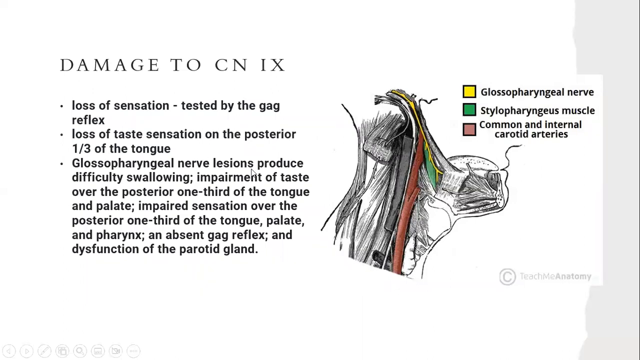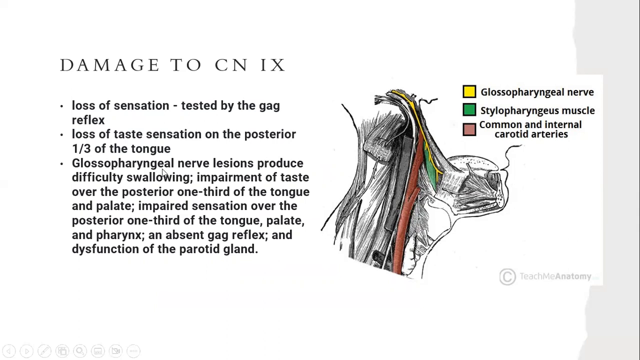If there is damage to this nerve, an example would be glossopharyngeal nerve palsy, which is paralysis of the glossopharyngeal nerve. This can cause loss of sensation, and you can test this by doing the gag reflex. Loss of sensation on the posterior third of the tongue.